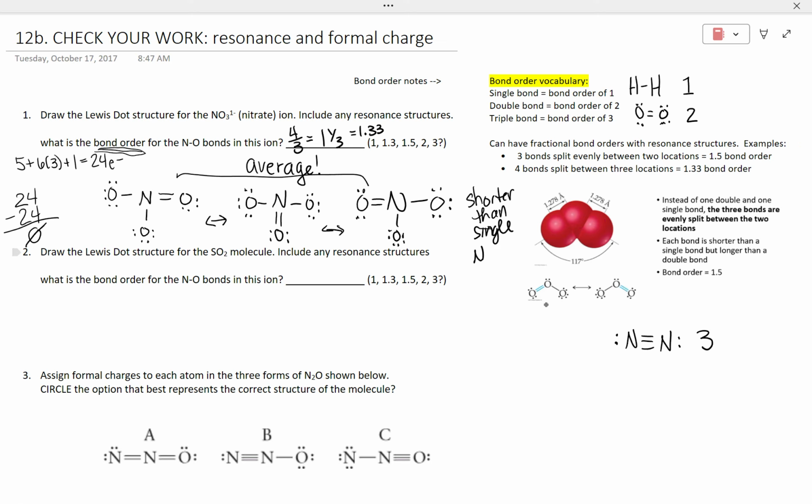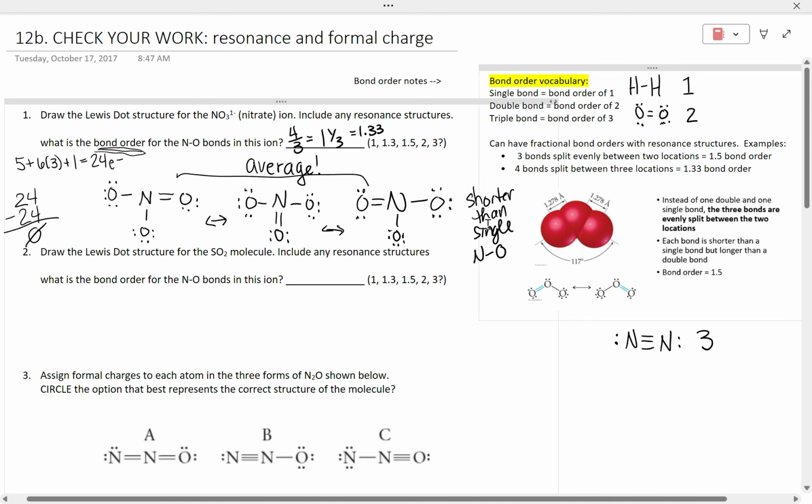So that's a useful thing you might want to compare there. As you notice, it's shorter than a single bond, but it's going to be longer than a double bond. Why? Because it's somewhere in between. It's an averaging of these possibilities. All right, let's look at another one, SO2.